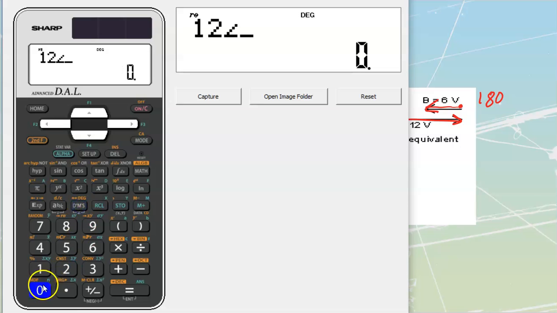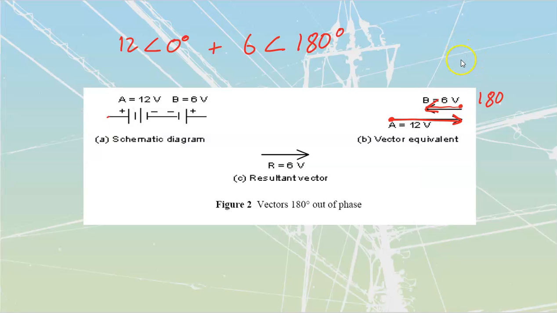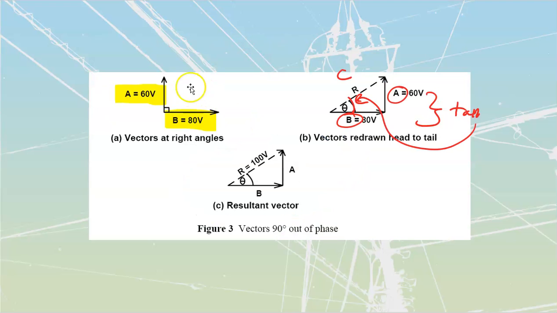12 angle 0 plus 6 angle 180 equals a value of 6. Once again, when I try to find an angle, it doesn't show me any angle because it's still going to be on that 0, but it fits. It gives me the correct resultant vector that I'm going to have out of that. So far, not mind-blowing. This one over here, we can definitely do.